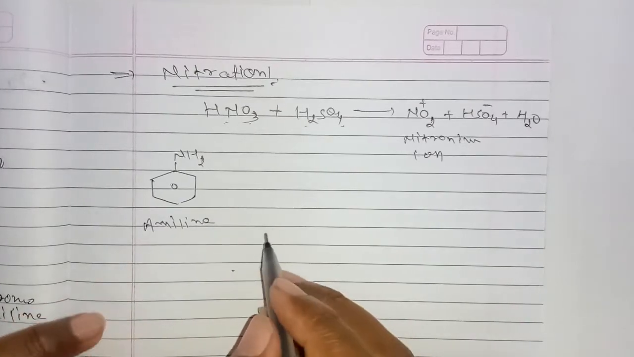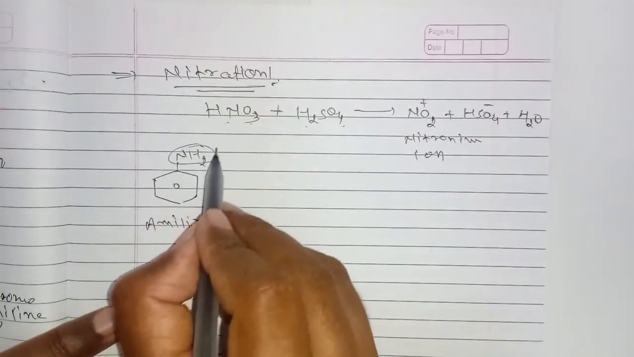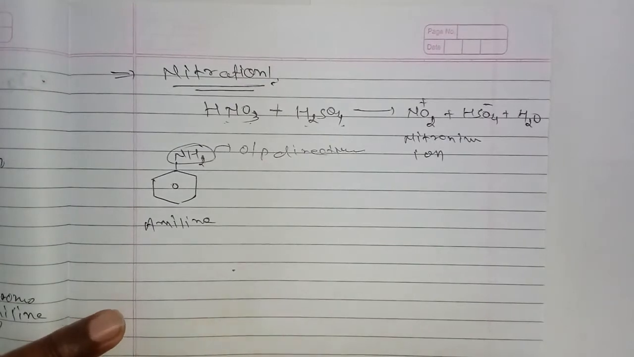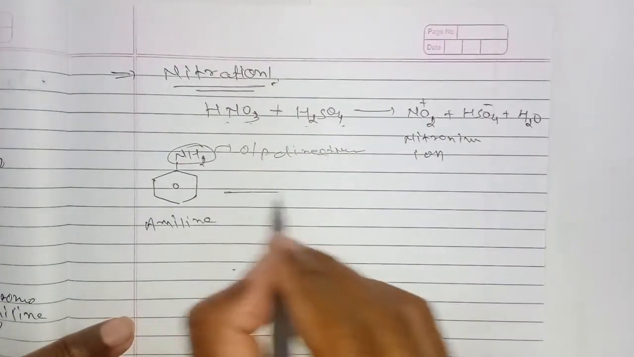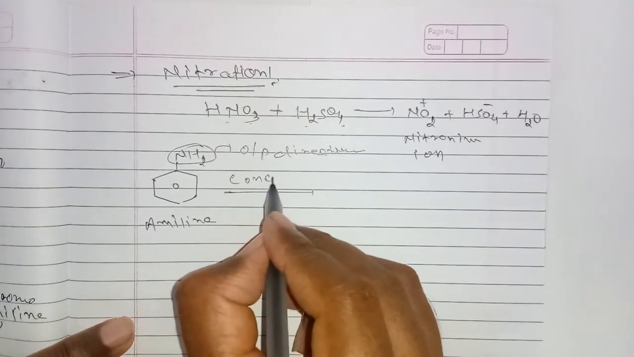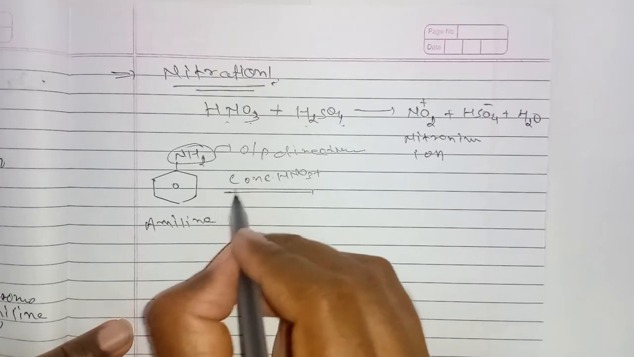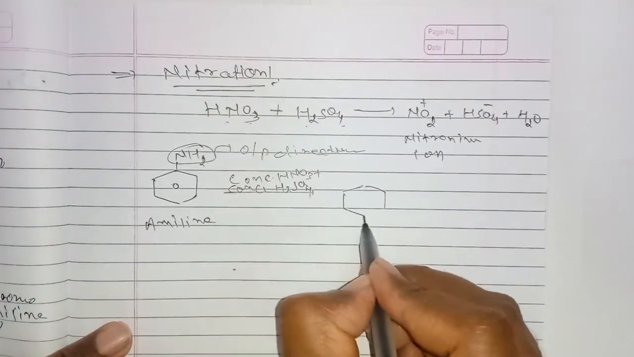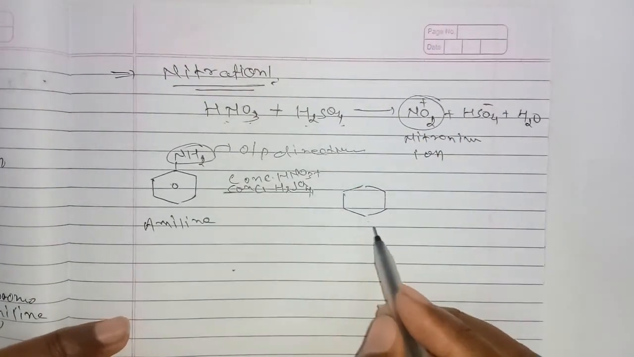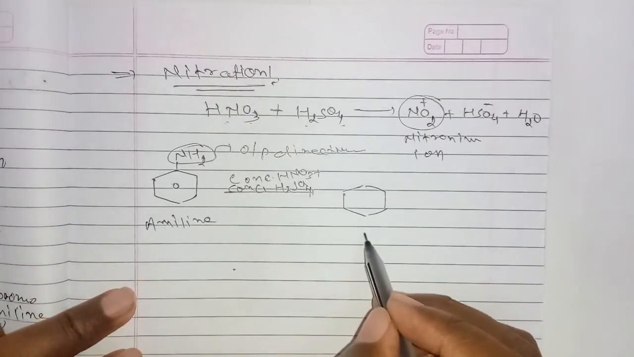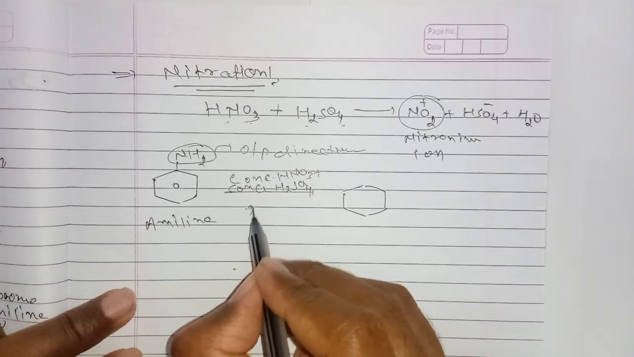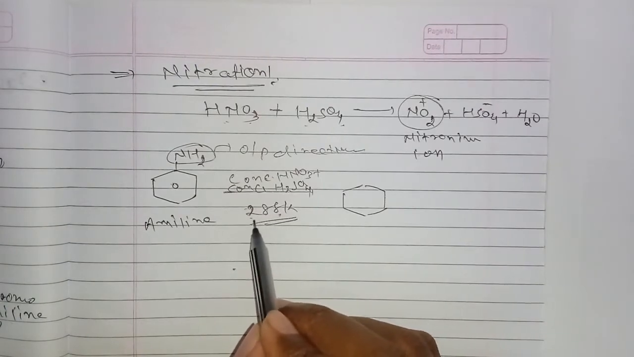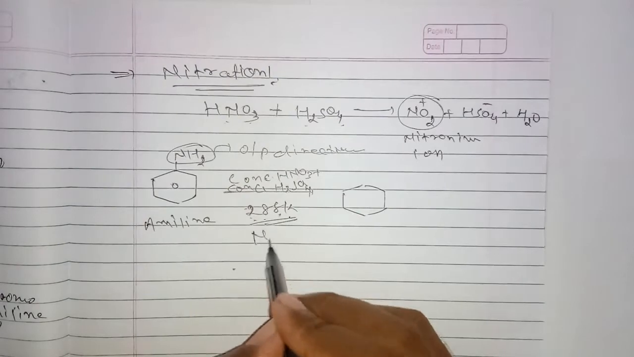Aniline. This will be ortho and para director. This reacts with concentrated nitric acid and concentrated sulfuric acid. Nitronium ion is formed. But here the temperature is 288 Kelvin. Nitration.